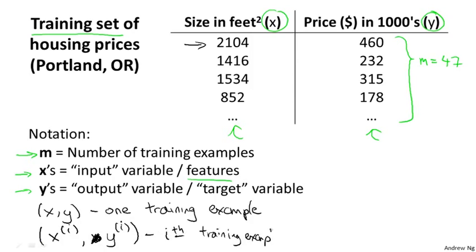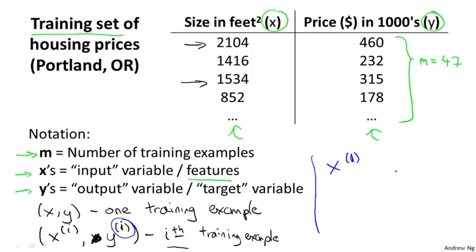Right? So this superscript i over here, this is not exponentiation. This (x^(i), y^(i)), the superscript i in parentheses, that's just an index into my training set, and it refers to the ith row in this table. So this is not x to the power of i, y to the power of i. Instead, (x^(i), y^(i)) just refers to the ith row of this table. So, for example, x^(1) refers to the input value from the first training example.